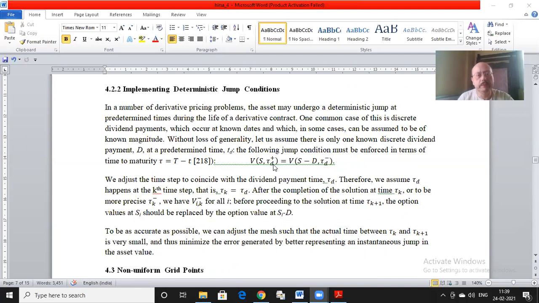You have to remember that tau D plus is a time point just before dividend and tau D minus is a time point just after the dividend. So just after the dividend, the stock price has become S minus D. Okay. Is it clear?